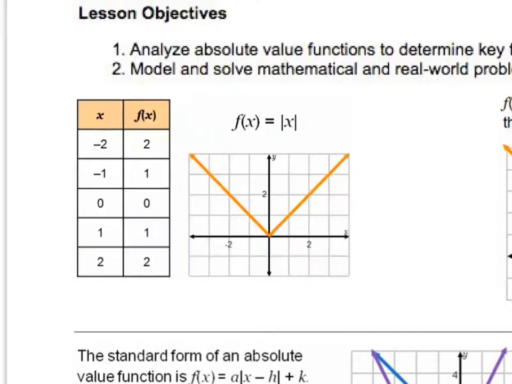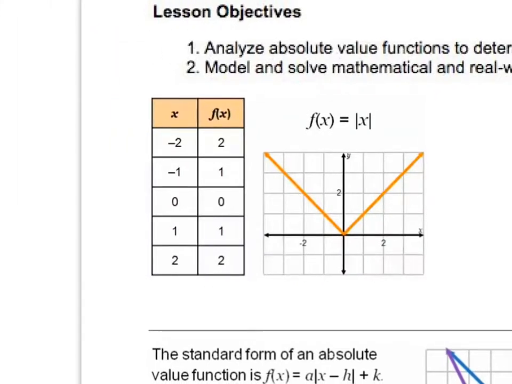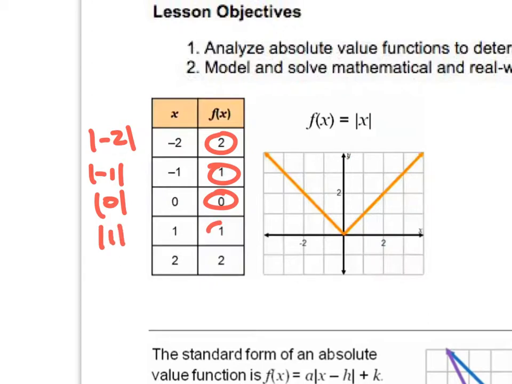And that's where you get these values. If you take the absolute value of -2, you get 2. Take the absolute value of -1, you just take whatever that value is and make it positive, and you get 1. The absolute value of 0 is 0, and the absolute value of a positive number is positive, so the absolute value of 2 is 2. That's where you get this V-shaped graph. No matter what you plug in, you get a positive value.